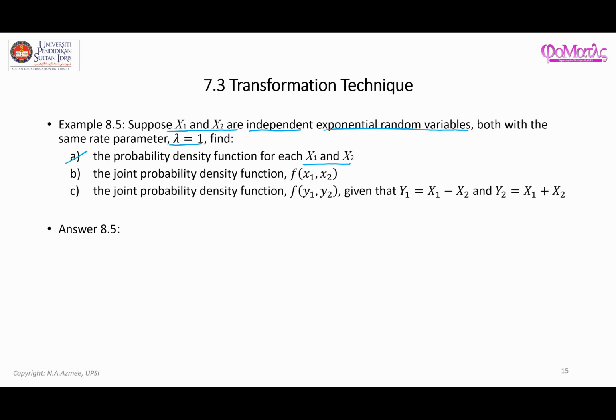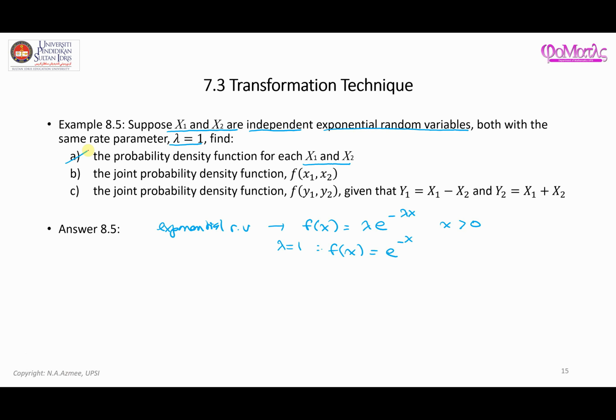Before we can do that, we need to recall some facts related to exponential random variables. If you have an exponential random variable, your PDF is going to look like this. This is what you have seen before in chapter 6, I think, the previous chapter. Now lambda is equal to 1, therefore the PDF is going to reduce to e negative x.